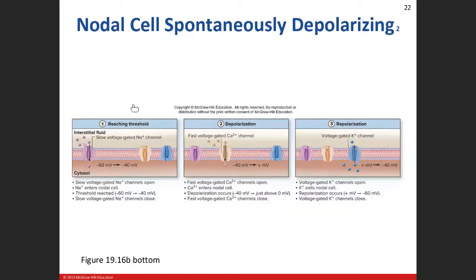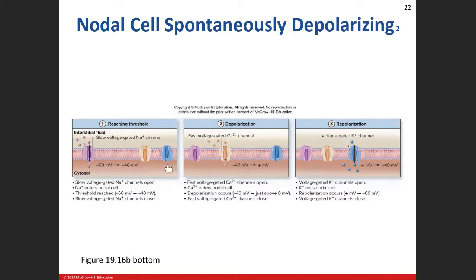This slide is basically showing you what I was just talking about. So to reach our threshold, we're at -60 resting membrane potential. Sodium enters into the cell, causing depolarization of the cell.